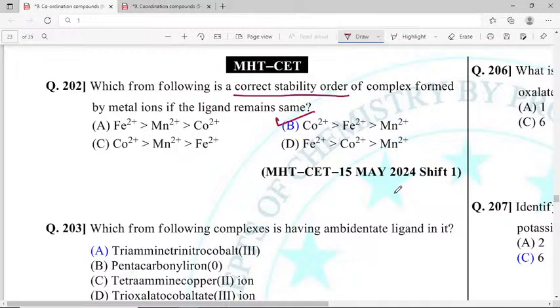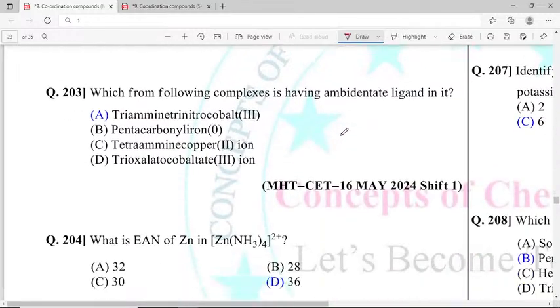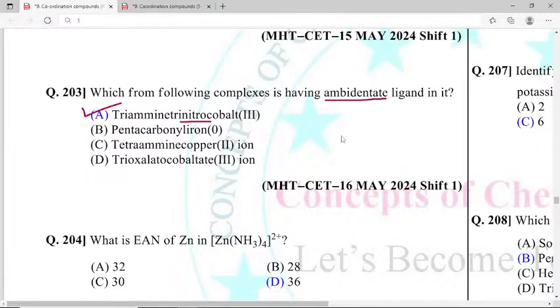Which of the following complexes has an ambidentate ligand in it? Ambidentate ligand. So what type of ambidentate ligand? Cyanide, isocyanide, nitro, nitrito. So this is nitro. Nitro is an ambidentate ligand. Nitro, nitrito, isothiocyanate, thiocyanate.